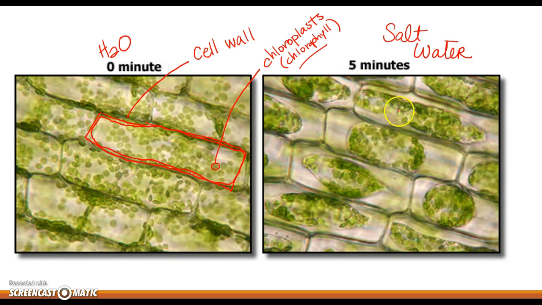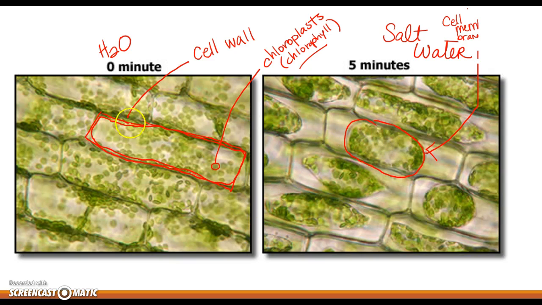Okay, and this is the salt water. All right, so the salt water, you probably saw all these little green chloroplasts sort of clump together. At least you should have, hopefully. The reason why they're clumping together is, look, the cell membrane is actually right there, okay? So you can actually see the cell membrane now. Membrane. Okay, so there we go.